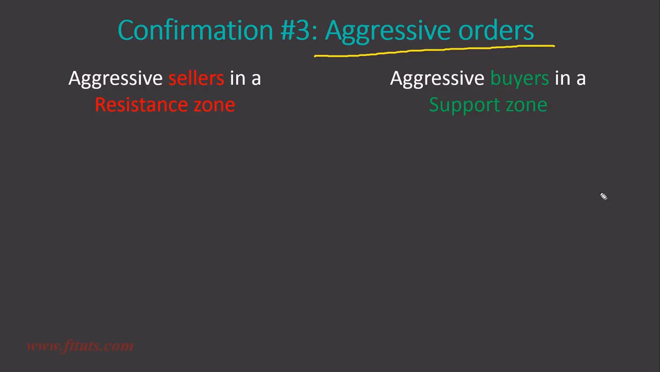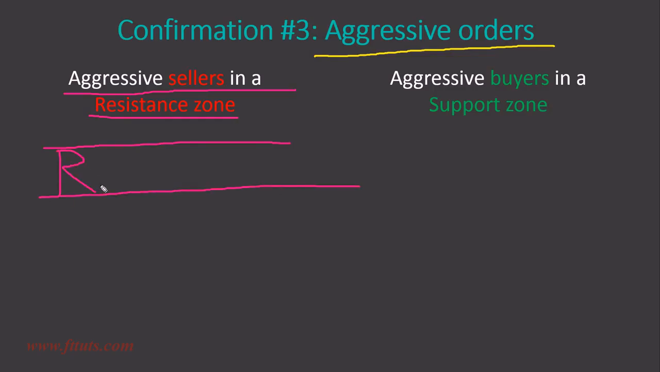Let's start with scenario number 1, aggressive sellers in a resistance zone. So imagine there is a resistance zone somewhere in here, and in this zone you want to see a confirmation before you enter your short trade. So price is moving upwards, hits this resistance zone, and in that resistance zone you want to see aggressive sellers entering the market and pushing the price downwards.